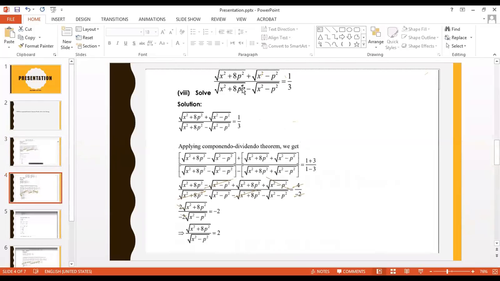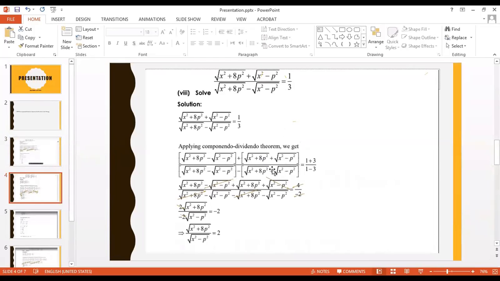Question number 8 is the same as question number 7, only the values are changed. Here the change is that 1 upon 3 has come. So coming towards the solution, firstly we will apply the componendo and dividendo theorem on it. So their sign will change simply. Firstly their sign will change, like here the sign also changes.